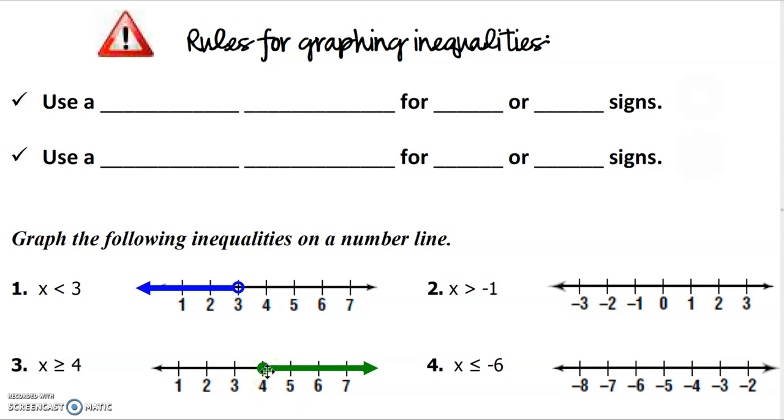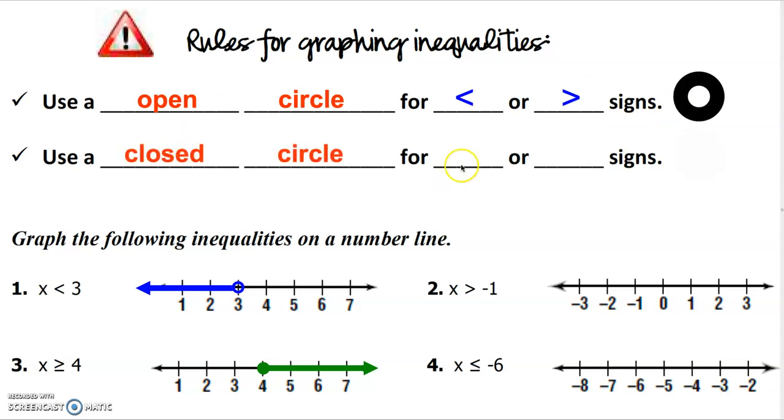Okay, so to go over this again, we're going to use an open circle when we have less than or greater than, because that value is not going to be included in the solution. We're going to use a closed circle when we have less than or equal to or greater than or equal to. Numbers 2 and 4 I want you to do on your own.